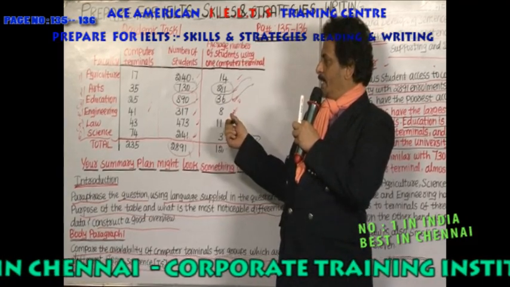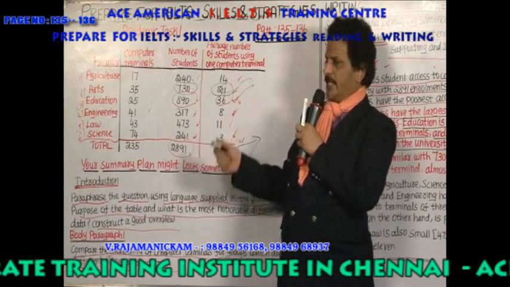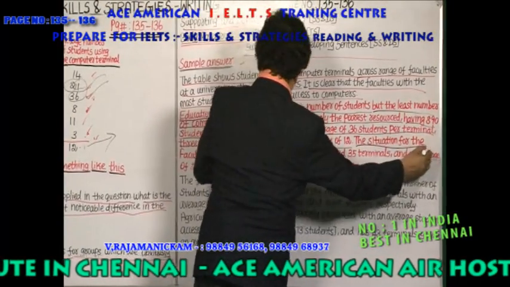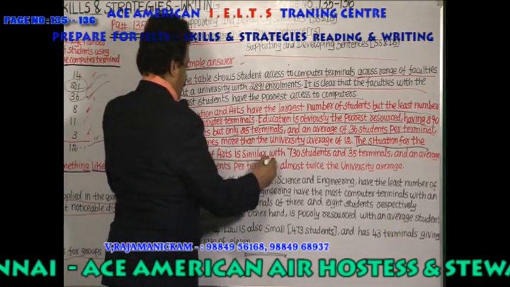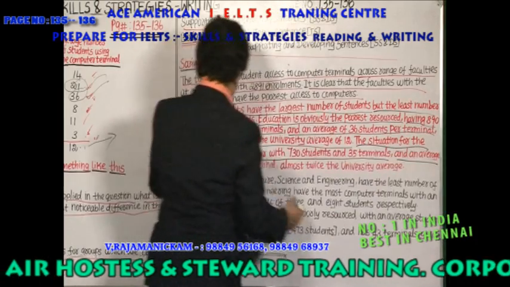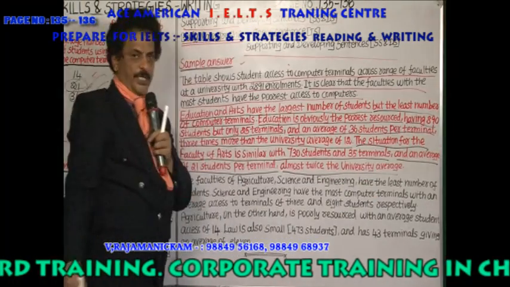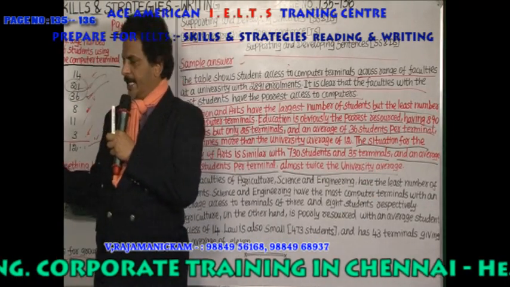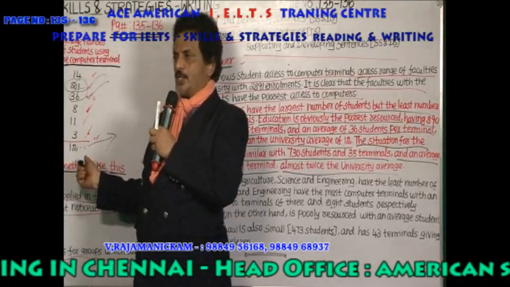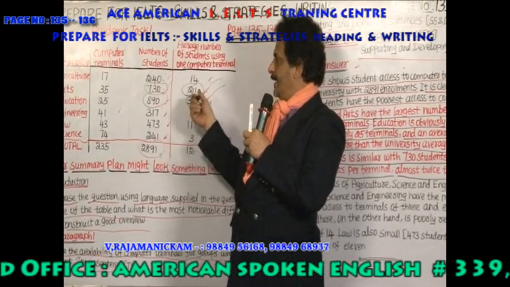The situation for the Faculty of Arts is similar, with 730 students and 30 terminals and an average of 21 students per terminal, almost twice the university average. Able to understand? So 2,891 students and 235 computers give an average of 12, but in arts one computer is shared by 21 students and in education by 36 students, so they are in a disadvantaged position. This is what the second paragraph says.